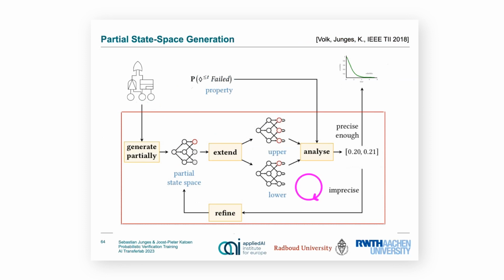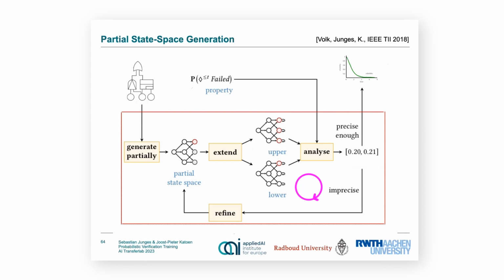I would like to explain one technique that we developed that is intuitively quite easy to understand, but turns out to be rather effective. And this is what we call partial state space generation. So you take a fault tree on the left top, and you take your specification in the middle, on the top of the slide. And now what we do is, rather than generating the state space completely, we first do only a partial state space generation.